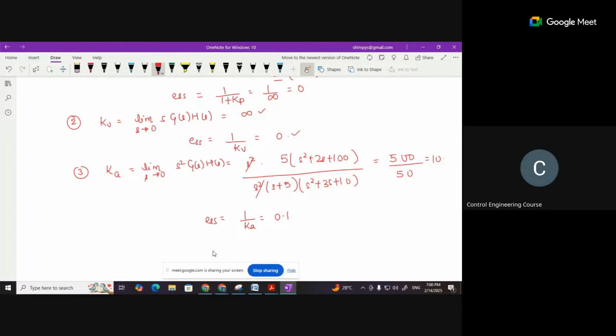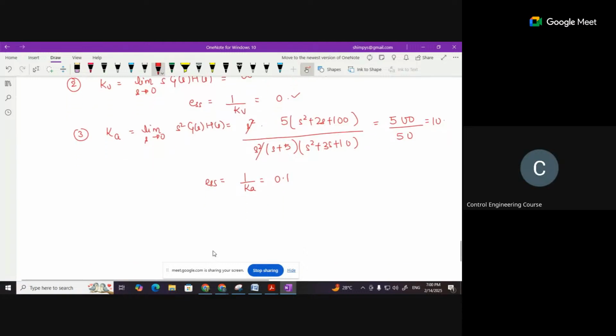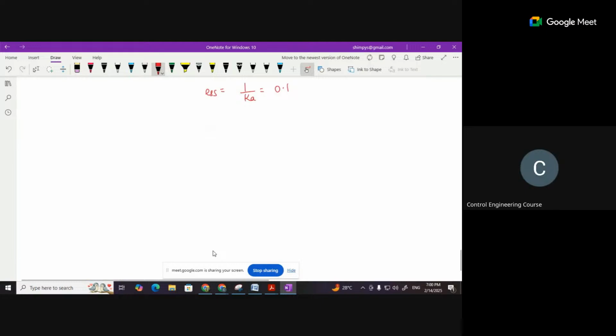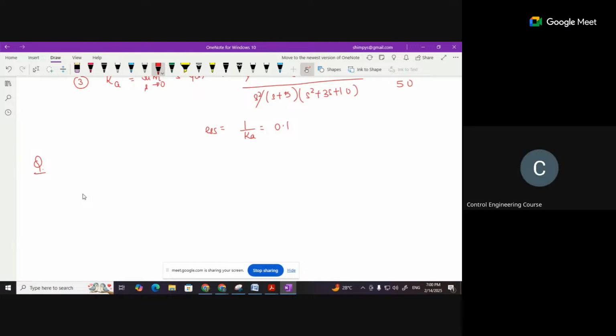Okay. Now let us take a real time example. This is the absolute value of error, right? 0.1. Okay. Now, if I take this problem, I'm drawing a block diagram of an electronic pacemaker. Okay. Let us see this.